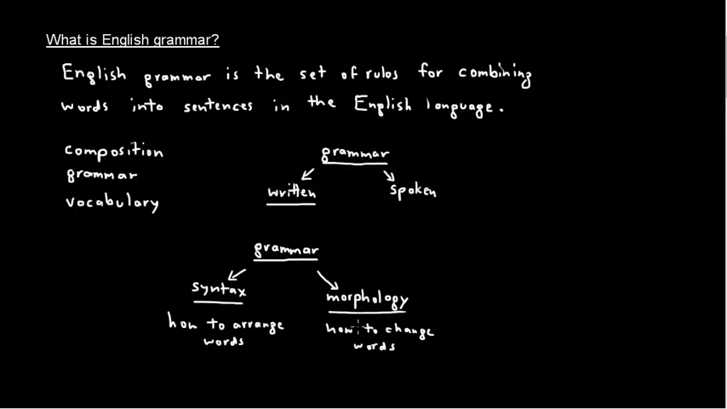Because there are rules for how words change, how they morph, and then there are rules for how words arrange. Now, in a given grammar, in English grammar, French grammar, there's usually some kind of balance, but in English, syntax is the biggie, and morphology is not so big. We don't change the words that much in English, but it's very important how we arrange the words.